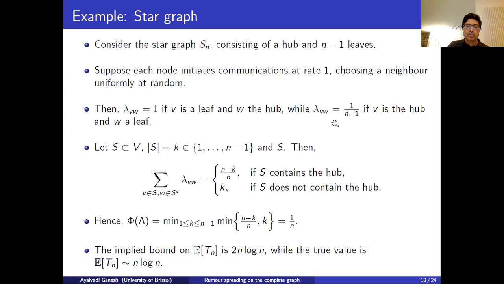Again, for this set of rates, we want to compute the conductance. And again, we have to minimize over all subsets. We are going to break it up by considering subsets of size k. But now we also have an additional feature. Not all subsets of size k are the same. They are different depending on whether they contain the hub and k-1 leaves, or whether they just contain k leaves. So we have to consider those possibilities separately.